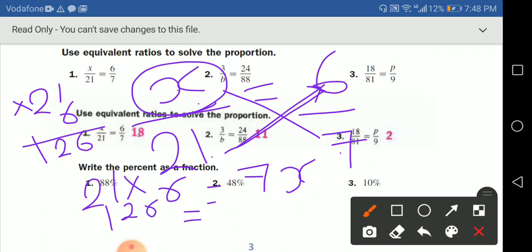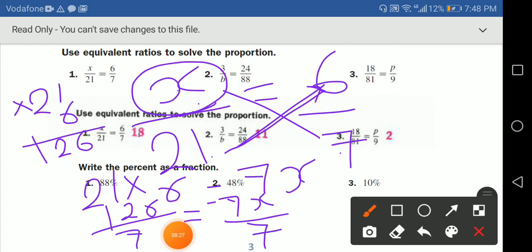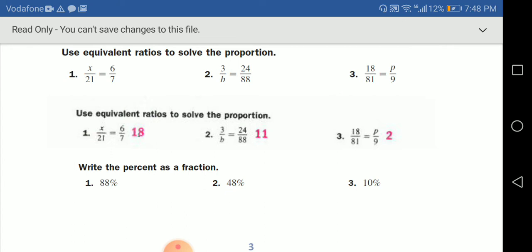So I have here 126, and then I have here 7x. So I'm going to divide both by 7. 12 divided by 7, the nearest thing is what? What do you think, guys? 1. And the remainder is 7, 8, 9, 10, 11, 12, is 5. So 56 divided by 7 gives me 8. And you can do it also by long division. Okay, easy one.